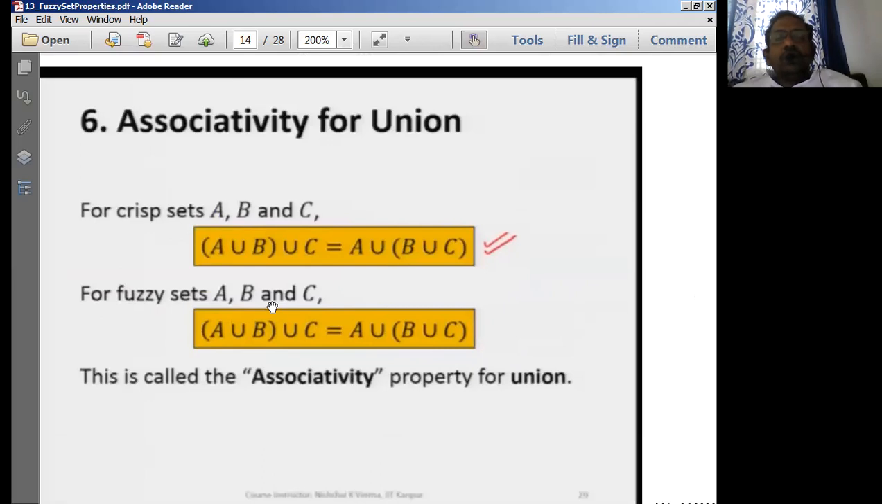The next property is going to be the associativity property for unions. And next we have the associativity property for intersections as well. So first of all, we deal with the associative property for unions. If you consider A and B to be crisp sets, then (A union B) union C is equal to A union (B union C). Now, the same relationship holds good for fuzzy sets also. If A, B, and C are fuzzy sets, then the same relationship holds good. That is what is called the associativity property for the union function.